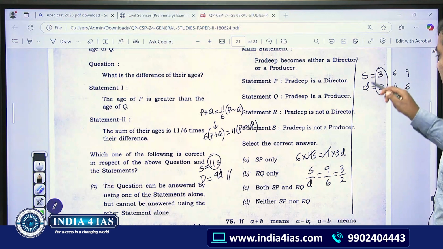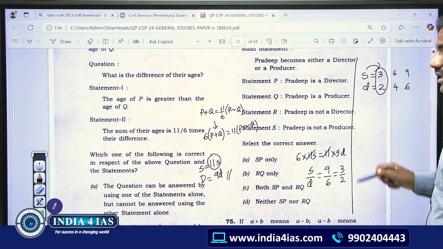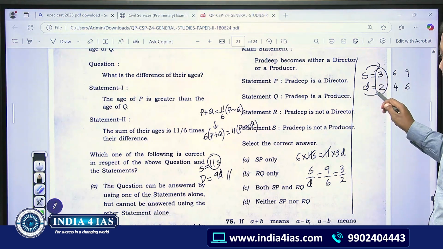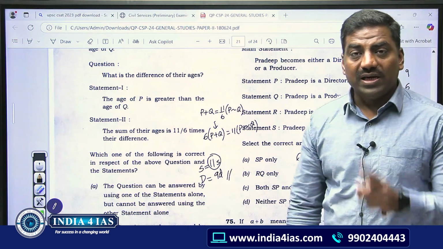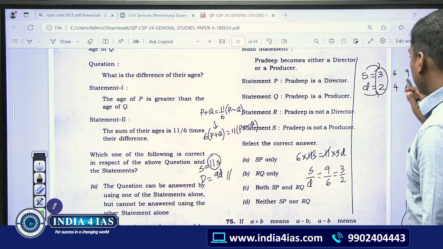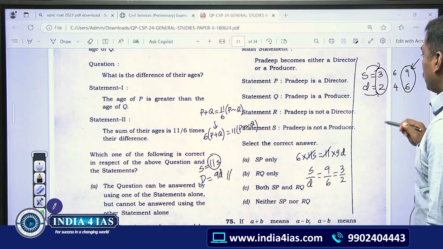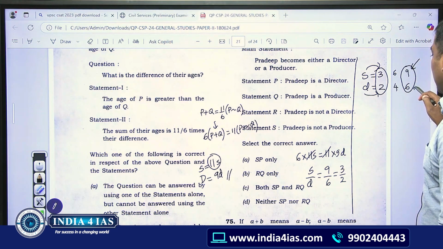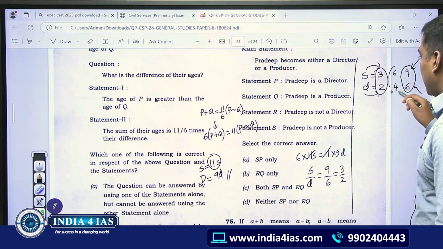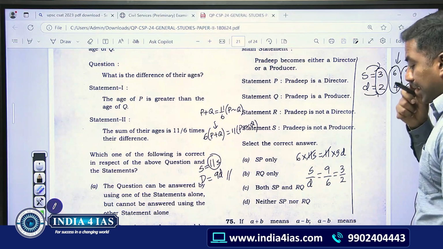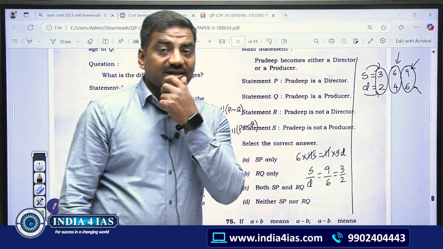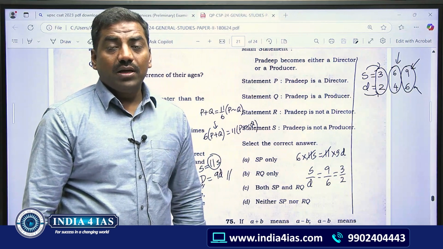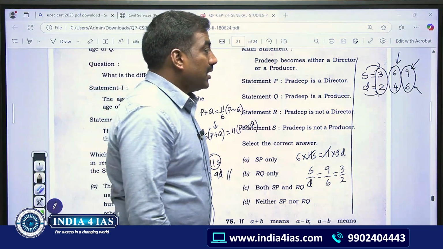But no numbers exist whose sum is equal to 3 and whose difference is equal to 2. For example, 2 plus 1 is 3, but 2 minus 1 is 1. So we cannot get this. Even here, the sum has to be an odd number and the difference has to be an even number, so that cannot be the answer. But this we can: the sum can be 6 and the difference can be 4.